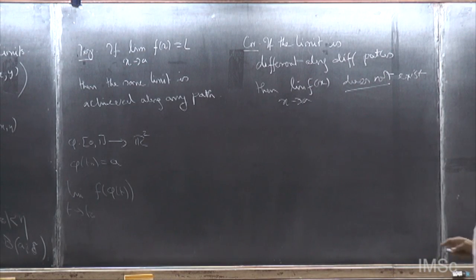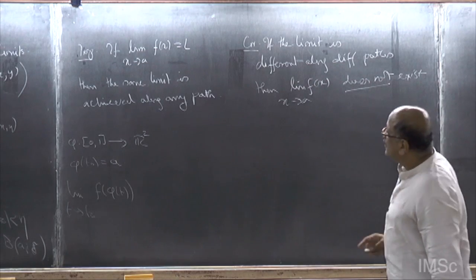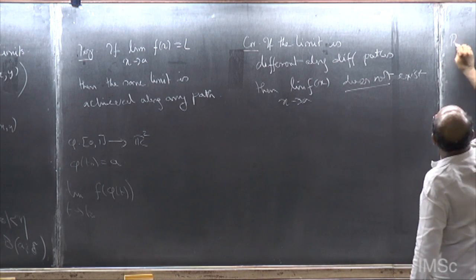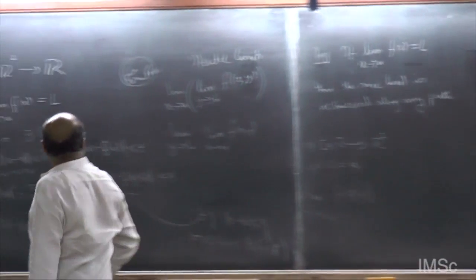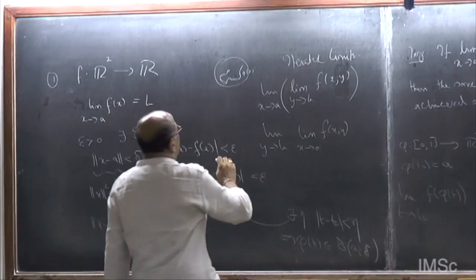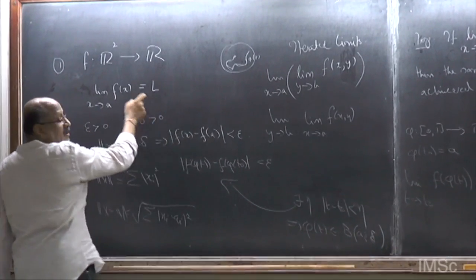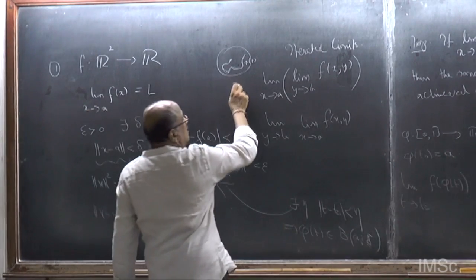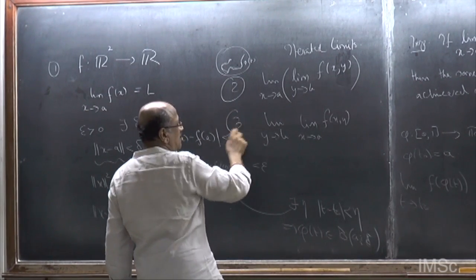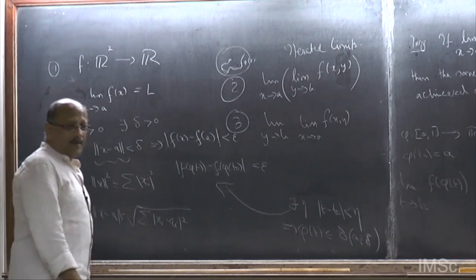Before that, let me polish off one more result, a proposition. We have three kinds of limits here. First is this limit, f of x as x tends to a, which I have defined here. This is the second and this is the third.